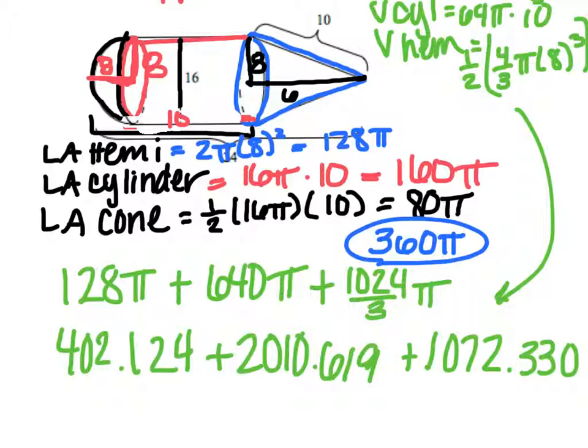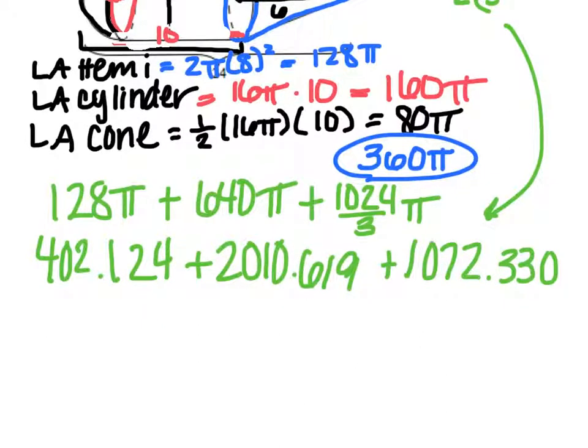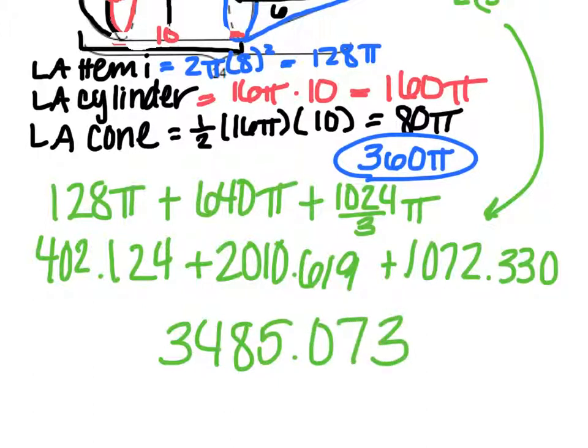And I'm just going to add these all up. So 402.124 plus 2010.619 plus 1072.330. So for a grand total, you're going to get 3,485.073 in your calculator. Typically, we round to 2 decimal places, which is why when I was going through it, I included an extra decimal place as I was configuring the problem.